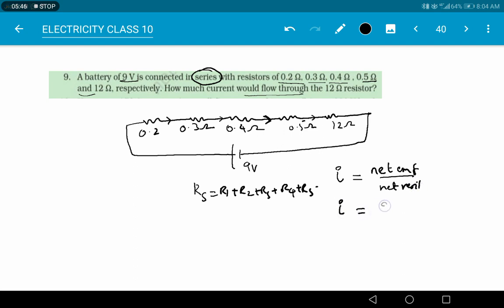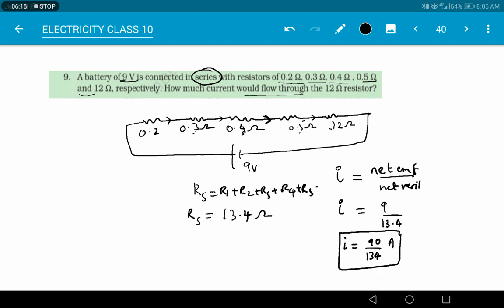So net EMF is 9, and what about net resistance? 0.2 plus 0.3 is 0.5, plus 0.4 is 0.9, plus 0.5 is 1.4, plus 12 is 13.4, which is the effective resistance. Therefore I is equal to 90 by 134 ampere. If you want to simplify further, you can simplify this.